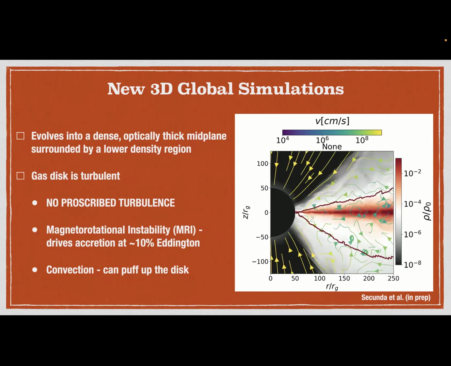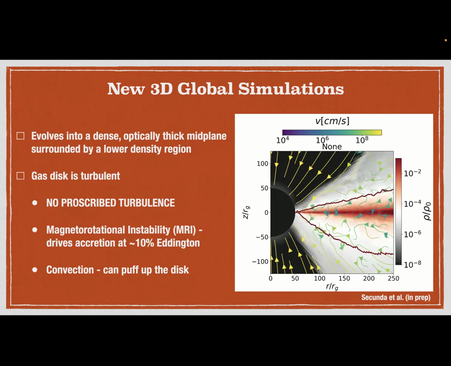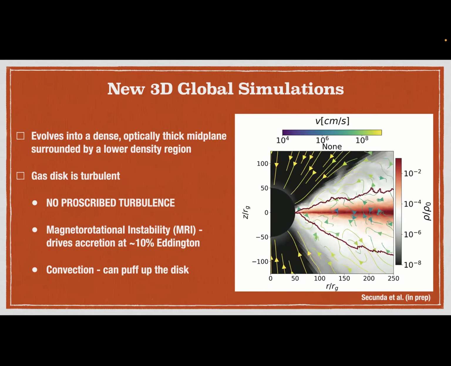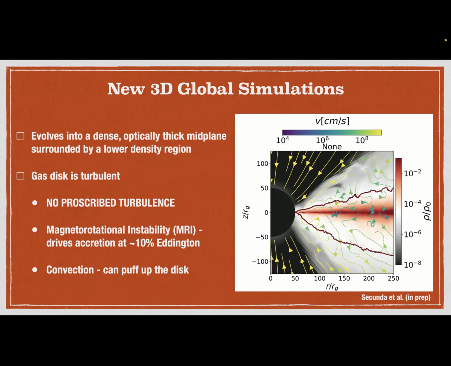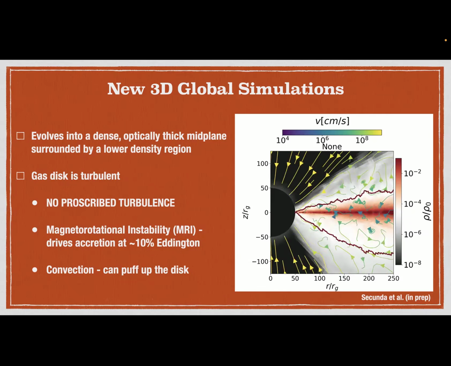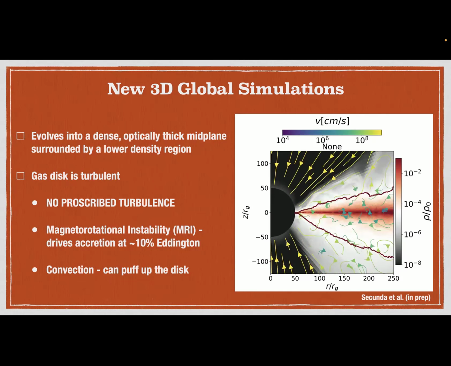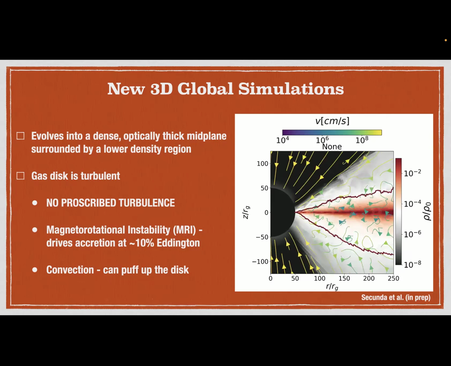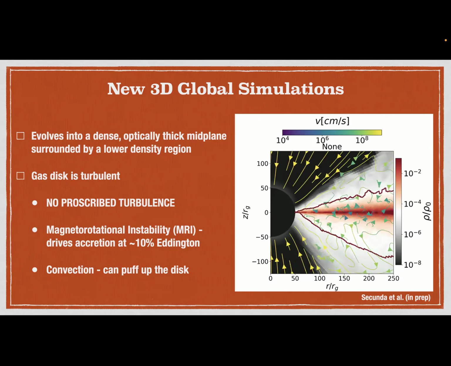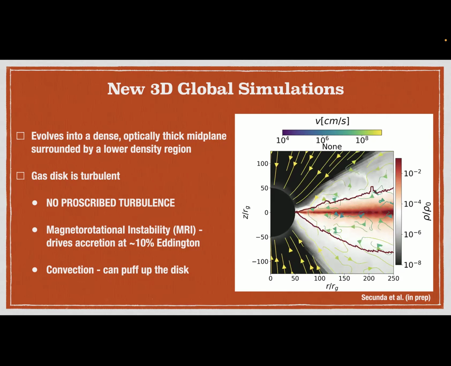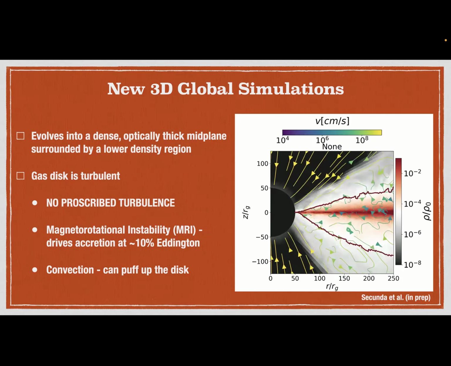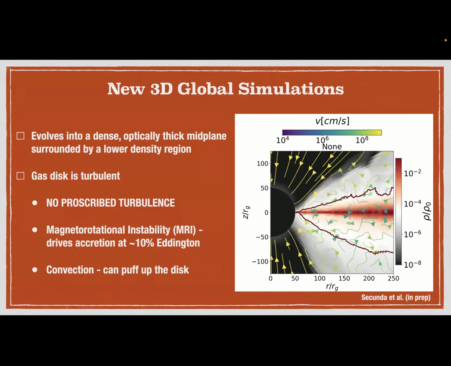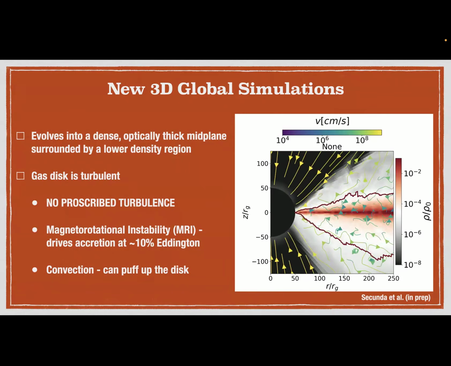And so because we have a magnetized disk, we just naturally evolve to be magnetorotationally unstable. So we get MRI, which is actually what drives accretion in this AGN disk at about 10% Eddington. And then we also drive convection because of the density and temperature structure of our disk, setting the opacity of our disk. And you can actually see this convection: sometimes, especially below the disk, you'll see the little velocity vectors go in little circles. That's convection. And that's actually what puffs out the bottom of the disk.